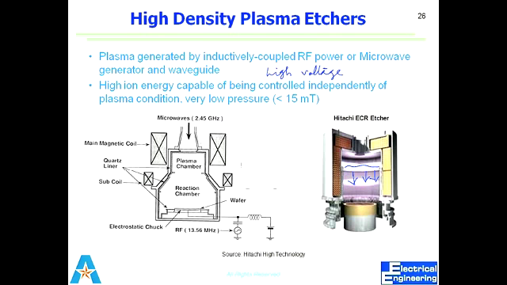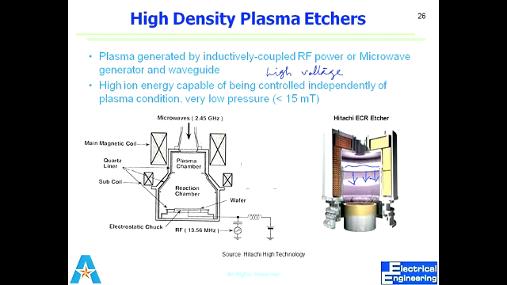So the last is the high density plasma. As I told you, high density plasma is generated by inductive coupling or by microwave generation or waveguide coupling that we discussed last time. Capacitive coupling is not used to generate high density plasma. In this case, the energy of the ions would be very high, but the pressure inside the chamber is very low, even less than 15 millitorr. So the same trade-off can be observed here as well.